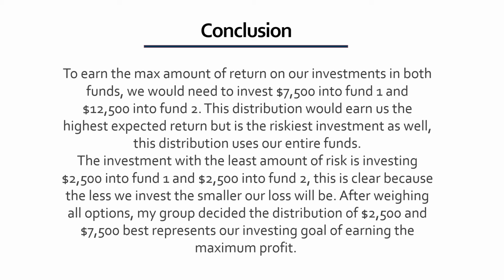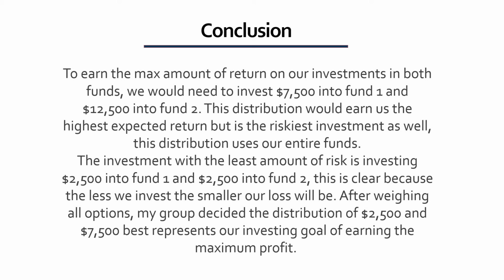So in conclusion, you can see that when you plugged in that third corner point into our profit objective function, with 7,500 in Fund 1 or X and 12,500 in Fund 2 or Y, it'll return us the most, but it's also the riskiest, and it uses our entire funds when we do that. And so when you also saw on the last slide with the optimization points that the one with the least amount of risk was that first corner point plugged into our objective function for risk, 2500 in X and 2500 in Y.